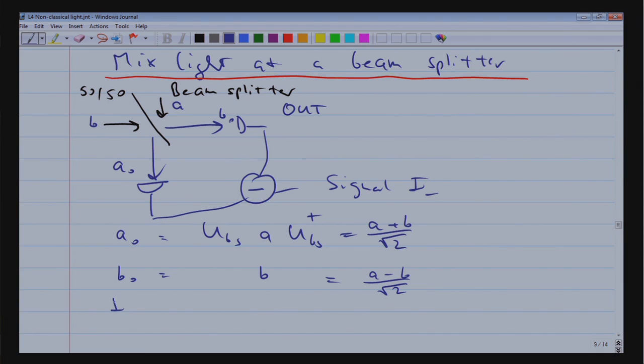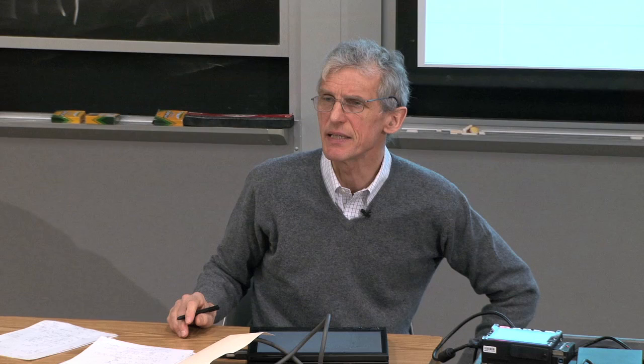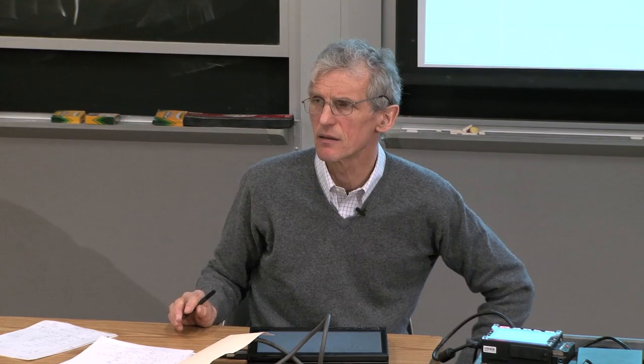So let's now calculate what I minus is. Well, the number of photons in the mode A0 is A0 dagger A0. That's the operator for the intensity, for the number of photons. We subtract B0 dagger B0. And as you can immediately see, because of the beam splitter, this is now involving a product of A and B, A B dagger plus A dagger B.